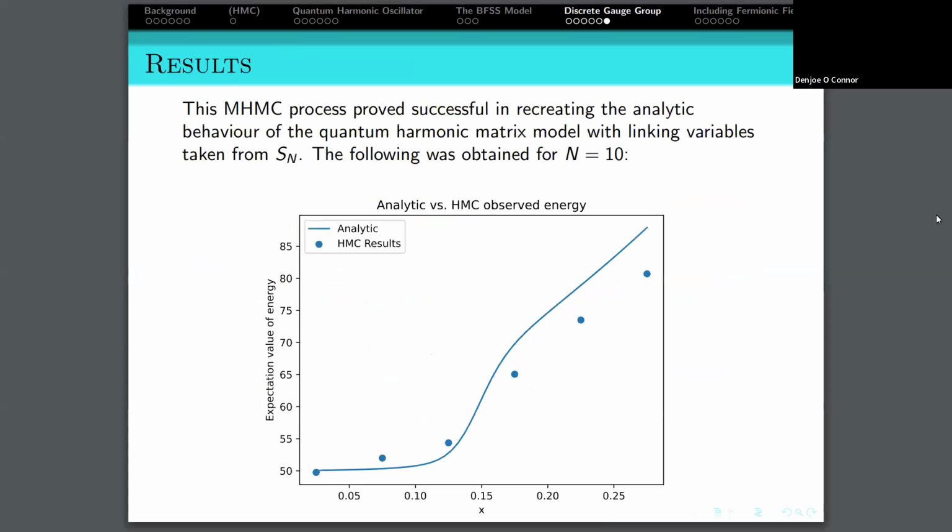So this process did work. Here's the plot for n equal to 10. As you can see, the analytic results very definitely show a phase transition.